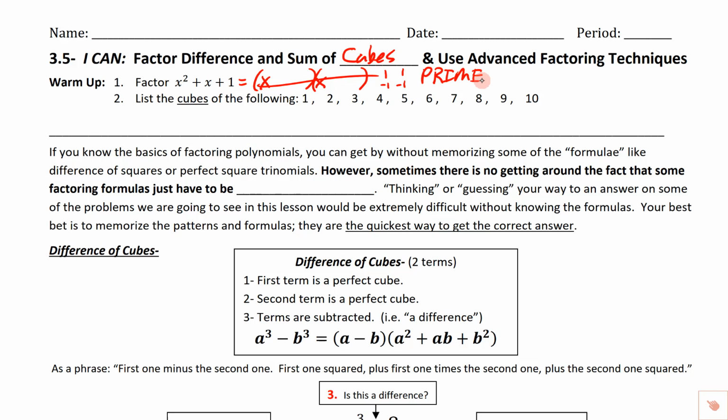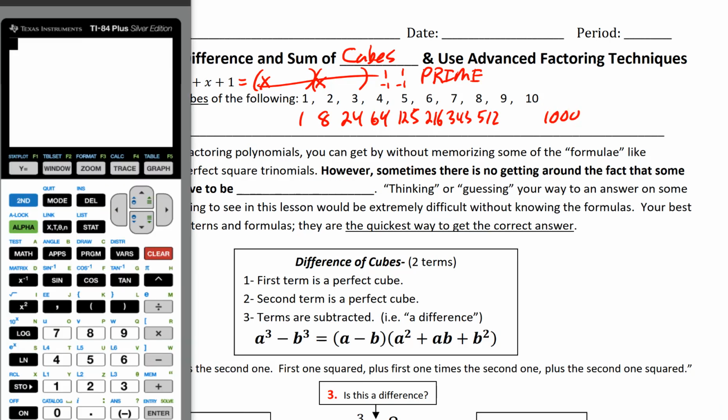Okay? And then if we take a look at the next one, it says list the cubes of the following. So not squares, cubes. I'll give you a second head start. So 1 cubed is 1, 2 cubed is 8, 3 cubed is 27, 4 cubed is 64, 5 cubed is 125. See why I put that extra space in there, because we're going to need it. Let's see, 6 cubed is 216, 7 cubed is 343, 8 cubed is 512, and then 9 cubed, I'm going to skip that one for the time being, and I'm going to write 10 cubed is 1,000.